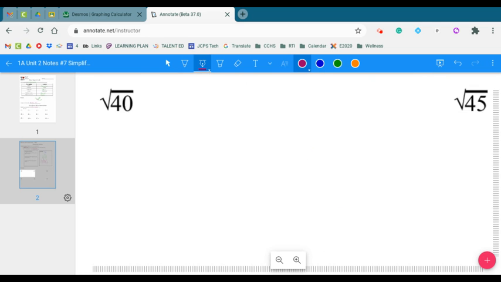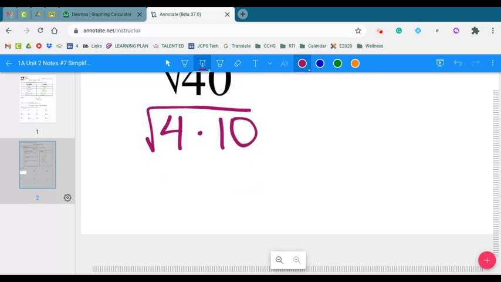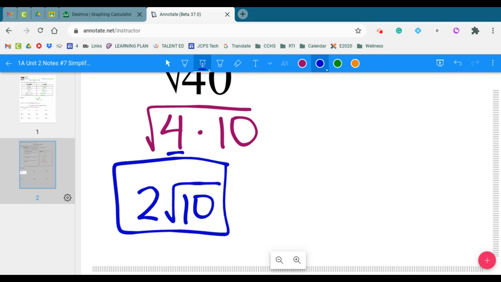So 40, what's a perfect square that goes into 40? Hopefully you can think of 4 and 10, and 4 is a perfect square. And then if you think about it, 10 does not have a perfect square that goes into it. So the square root of 4 is 2, and 10 doesn't have a perfect square, so it stays under the radical.